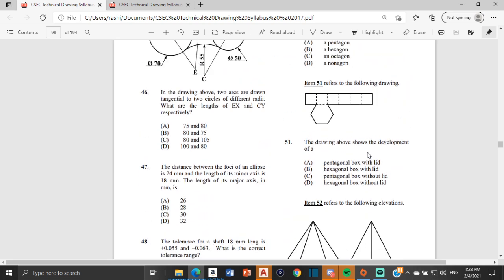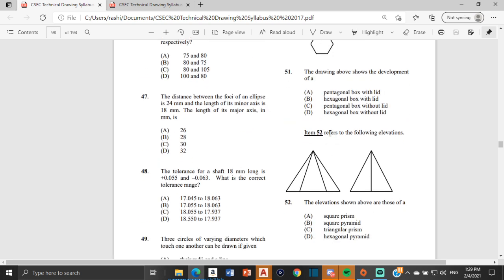Item 51 refers to the following drawing. It says, the diagram above shows the development of a pentagonal box with a lid, hexagonal box with a lid, pentagonal box without a lid, or a hexagonal box without a lid. And the answer would be a hexagonal box with a lid. So we know it's a hexagon because it has 1, 2, 3, 4, 5, 6 sides, and it has a lid because we see the lid right here, and even the lid shows that it's a hexagon. Alright, so the answer is B.